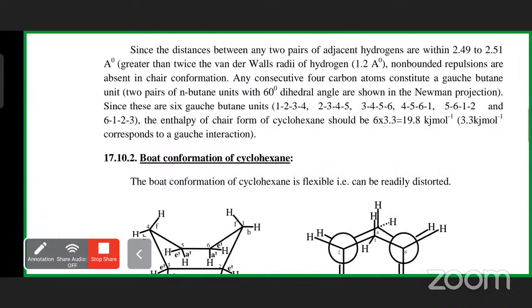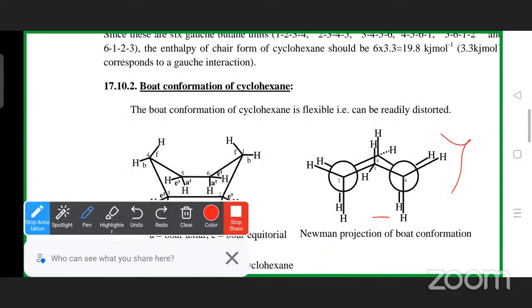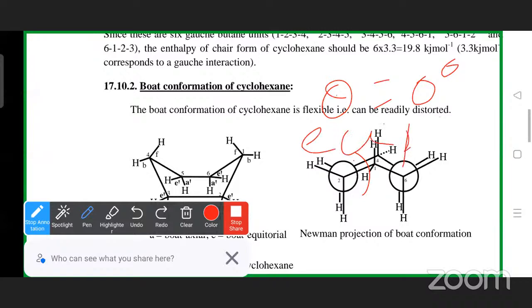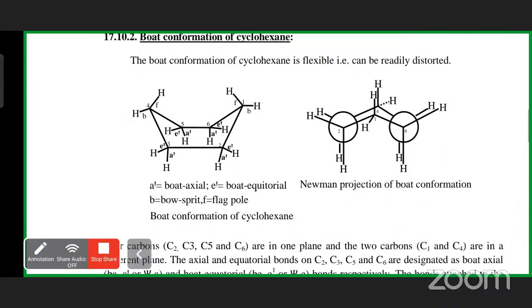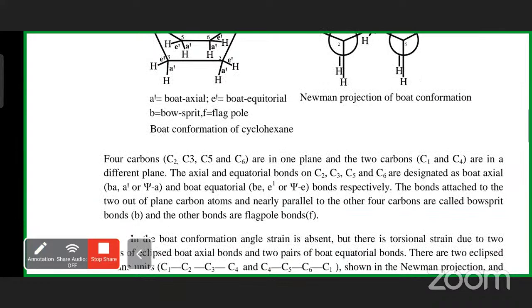Then in this conformation, all of these are eclipsed. So there is theta equal to 0 degree, eclipsed. All are eclipsed, meaning the atoms are eclipsing each other, overlapping. So it is a destabilizing factor. That's why the boat conformation is not as stable as your chair conformation.